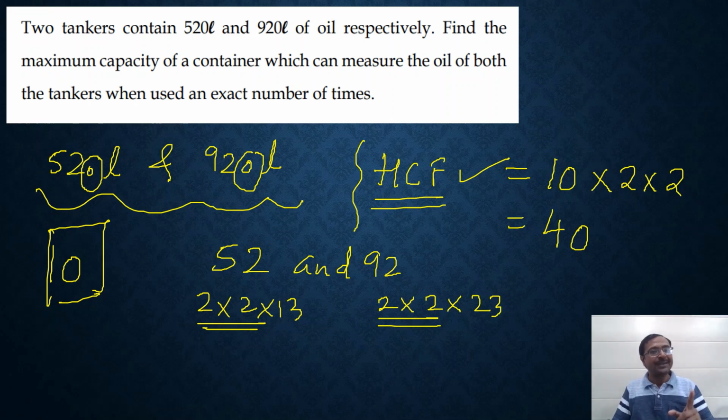And therefore, the capacity of the container which can measure the oil of both the tankers when used the exact number of times is 40 liters. So 40 liters, 40 liters, 40 liters, keep on measuring. You will be able to measure 520 liters and you will be able to measure 920 liters. That's how it has to be done.